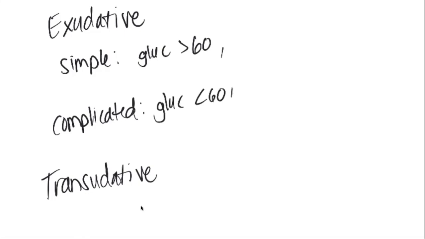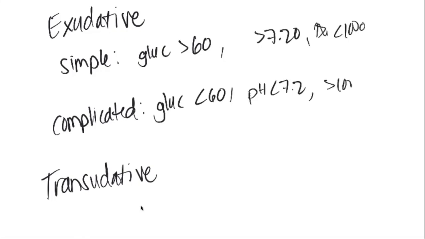Great. And then pH? pH would be low for complicated, and higher for simple. Okay, so we're at 7.2, so pH would be less than 7.2 for a complicated, greater for a simple. And then LDH is another criteria that you can use. You guys have a number in your head to separate those two. What's 1,000? If it is less than 1,000 or greater than 1,000.